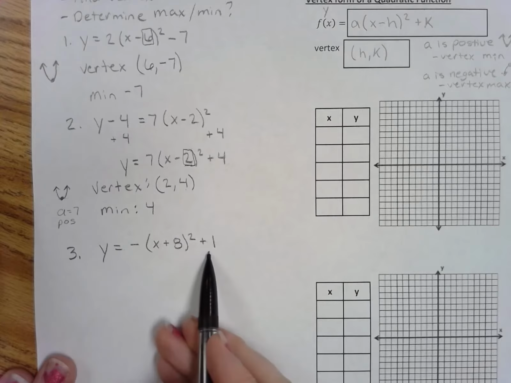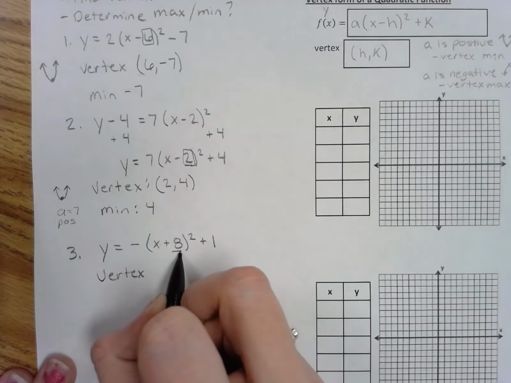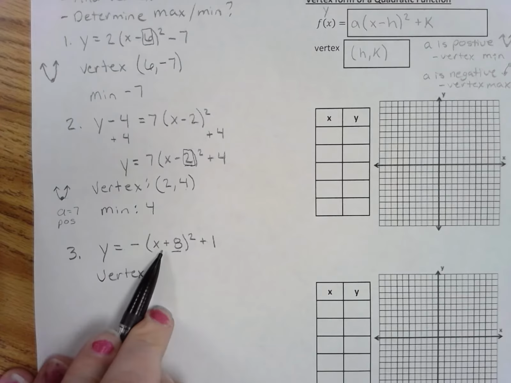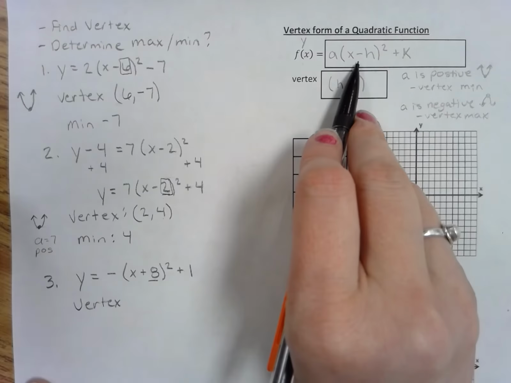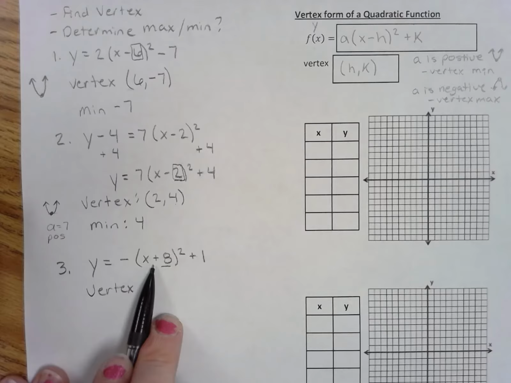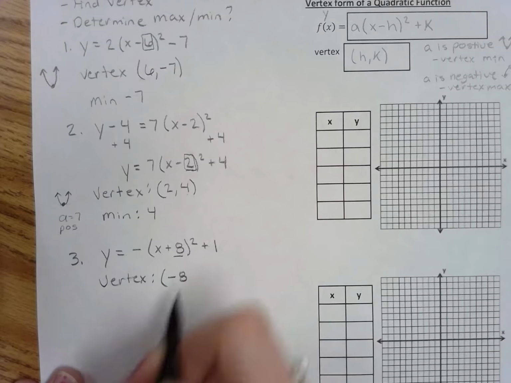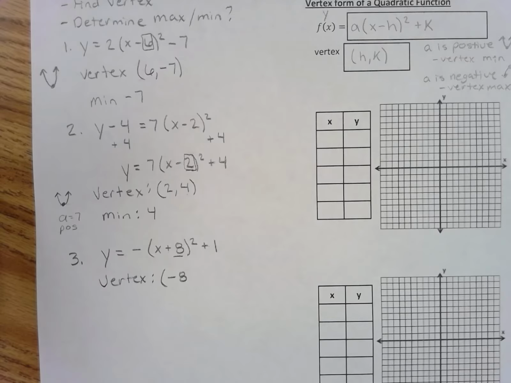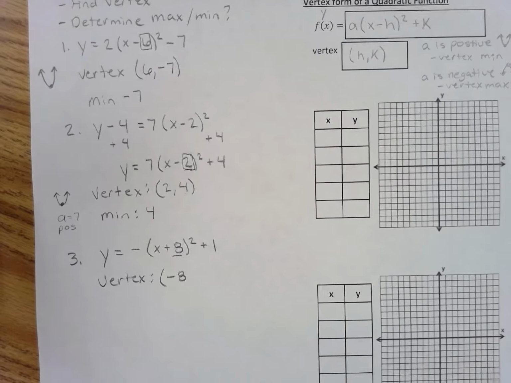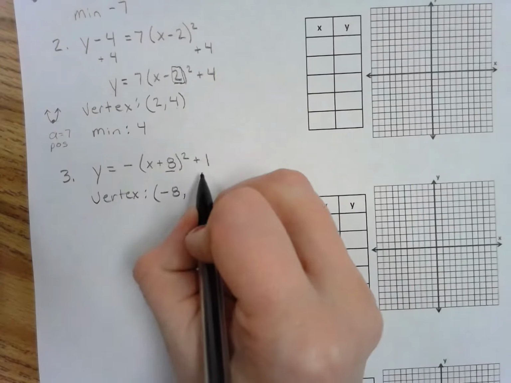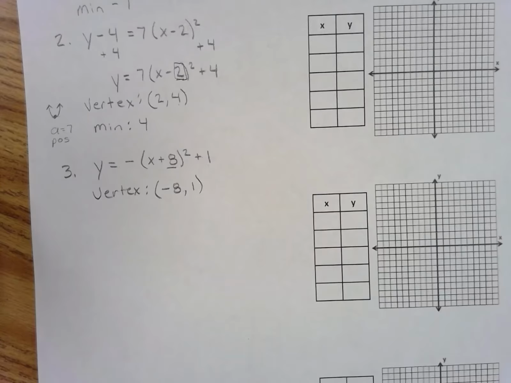It's already in vertex form. So when we name the vertex, we should name our h, k, but notice this time it says plus 8. In order to be in vertex form, it has to say minus. We have a plus sign, so that means we're going to take the opposite of what we see. Negative 8 would be our h, because if you think of subtracting a negative, that makes that positive. So a negative 8 would be the h value. The k value, you take exactly what you see, the positive 1. So our vertex is negative 8, 1.